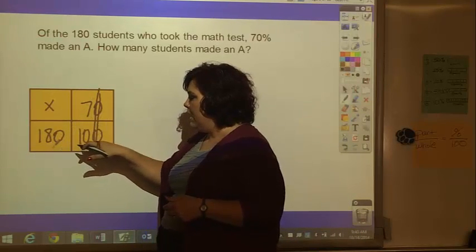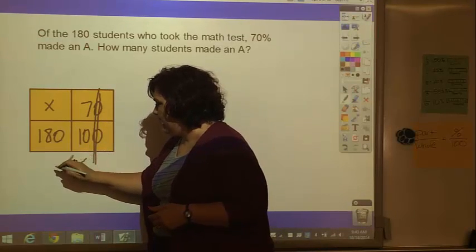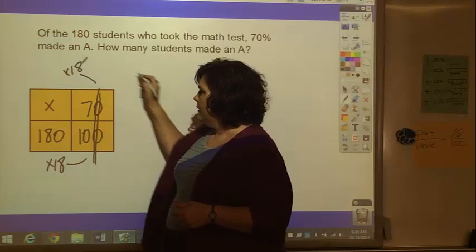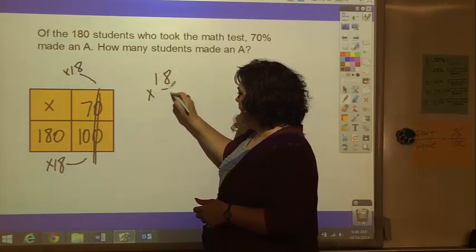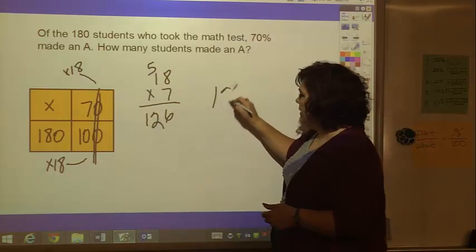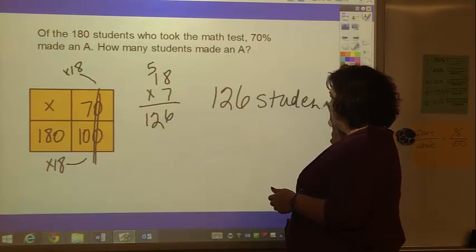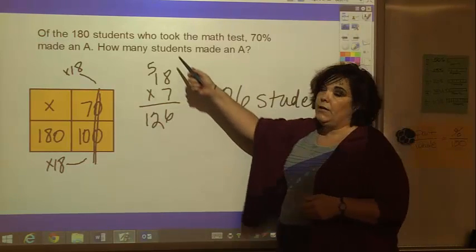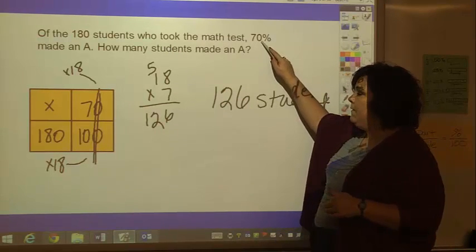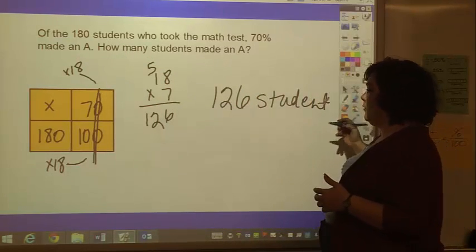7 times 180 divided by 10. Or I can use scale factor, and how do I get from 10 to 180 is times 18. And times 18. And 18 times 7 is 126. And that was the answer to this question, 126 students. And does that make sense? Well, it's less than 180, and it's more than half. Half would be 50%, so half would be 90. So our answer does seem reasonable.